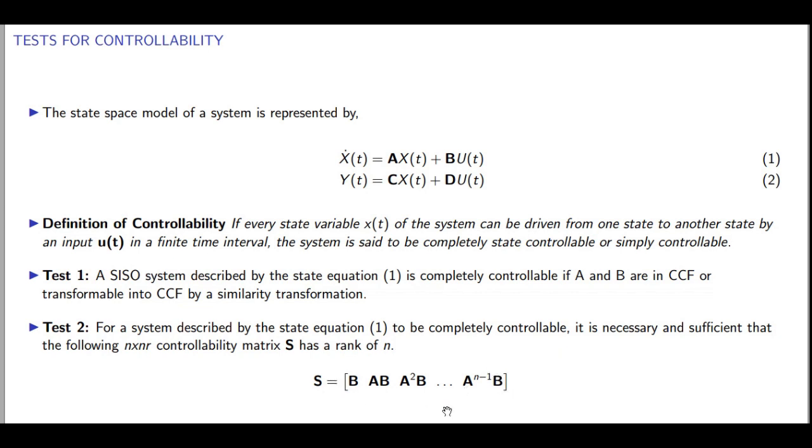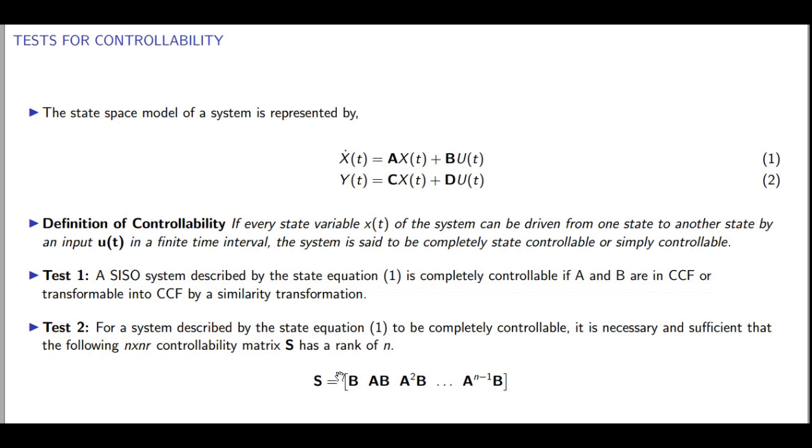We are all familiar with this matrix S because this is a matrix which is useful in transforming any system from its original state space model to controllable canonical form, CCF. So this matrix we called the controllability matrix, and I told you that this matrix is called the controllability matrix because it is useful in testing the controllability of a system. I hope you will appreciate why we called it so.